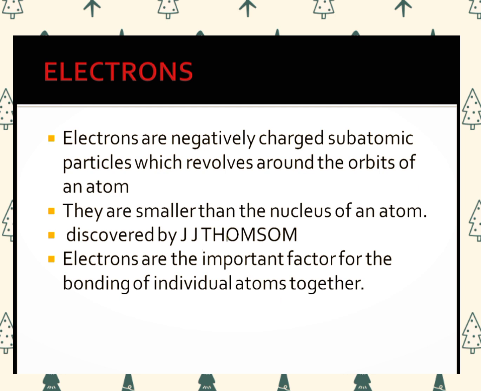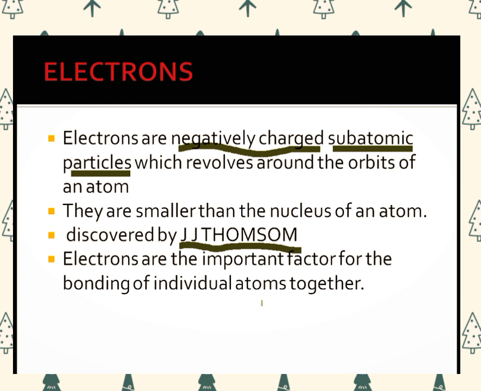Now we shall study one by one what electrons, protons and neutrons are. Electrons are negatively charged subatomic particles which revolve around the orbits of an atom. As you studied earlier, orbits are the circular paths where the electrons revolve. They are smaller than the nucleus. Of course, they would be smaller than the nucleus as the mass of the atom is present in the nucleus. They were first observed by the chemist J.J. Thomson. Electrons are an important factor for the bonding of individual atoms together. These were some properties and information about electrons.